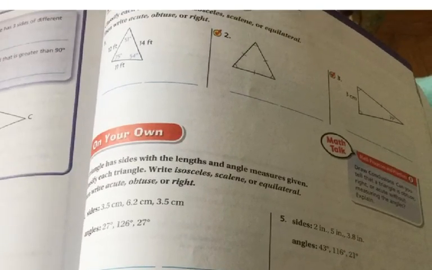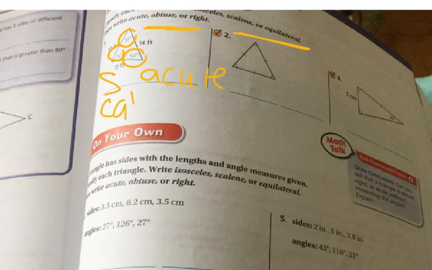So this first one says 12 feet, 14 feet, 11 feet. I can already tell that's going to be a scalene. I'm just going to put S for scalene because all sides are different. And if I look, see how those angles are smaller than 90? So that's going to be an acute triangle. I'm going to not write the full words out, but please get used to those words. Actually, I should probably write them out so you get used to them.